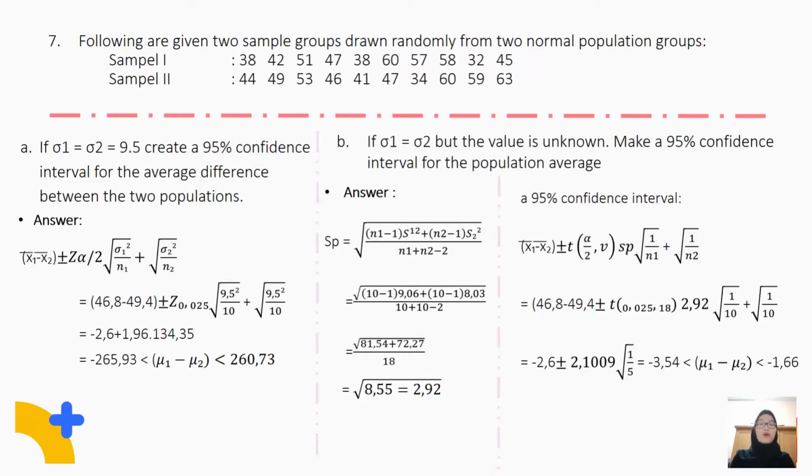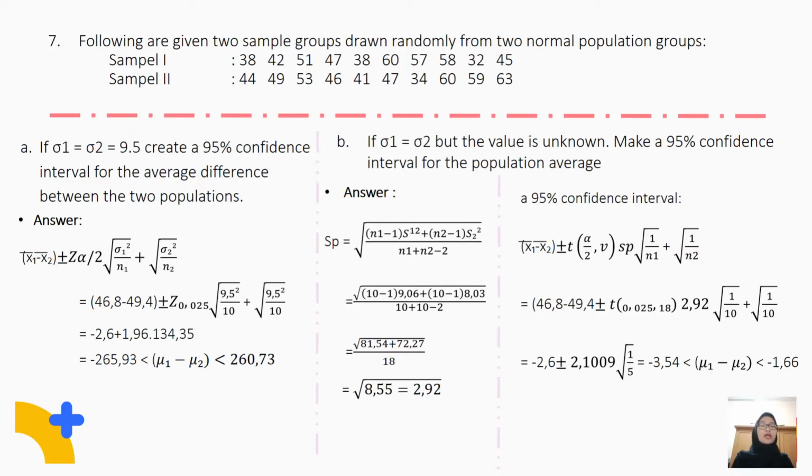Equals the mean 2.6 plus or minus 1.96 multiplied by 134.35, equals minus 265.93 smaller than mu1 minus mu2 smaller than 260.73.